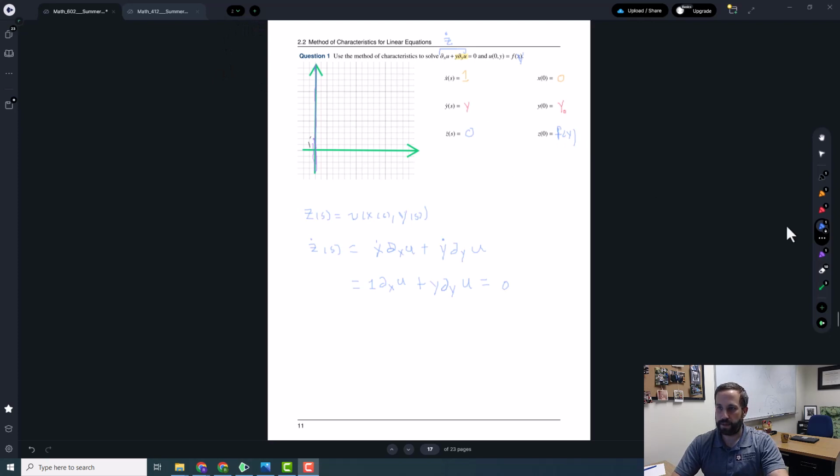Okay, so I've basically been writing all day, and my hands are cramping. So let me erase this. Okay, so now let me solve the characteristic equations, but notice things are going to be a little bit different. So x of s is equal to s.